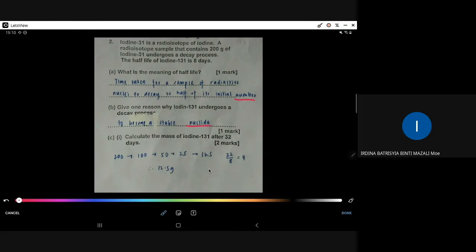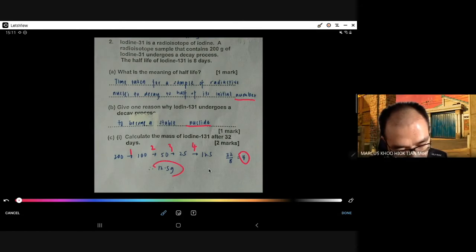The mass of iodine-131 after 32 days is 12.5 gram. We counted by 32 days divided with 8, which is 4. So they undergo 4 half-life. So from 200 gram, which is the initial mass, we halve four times. Okay, all right.